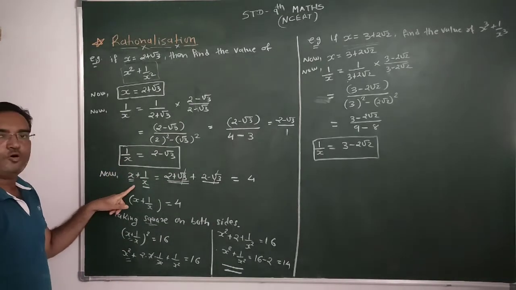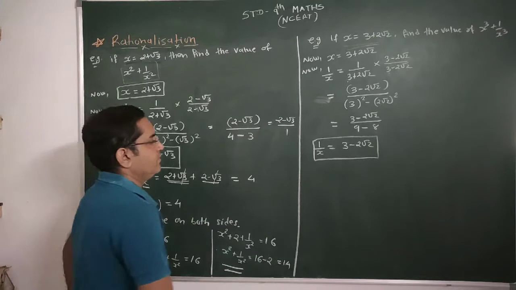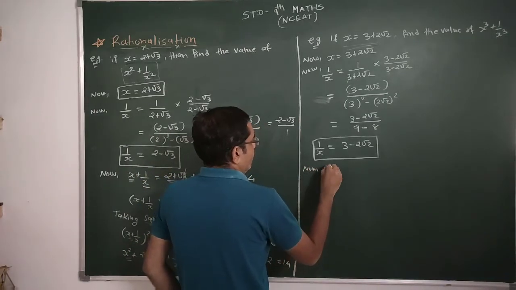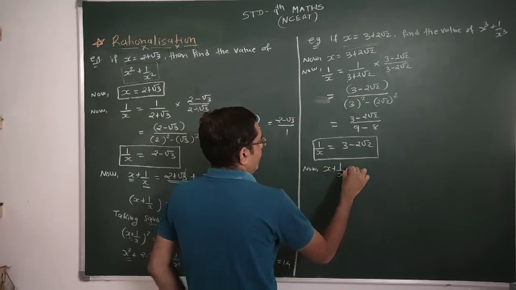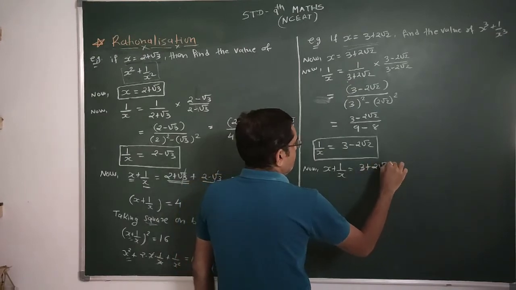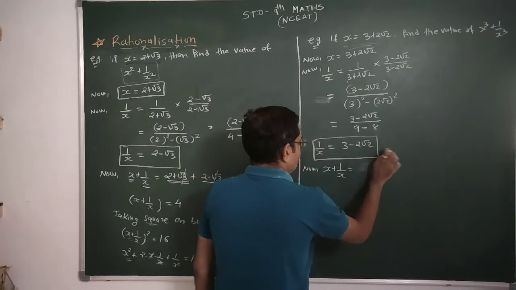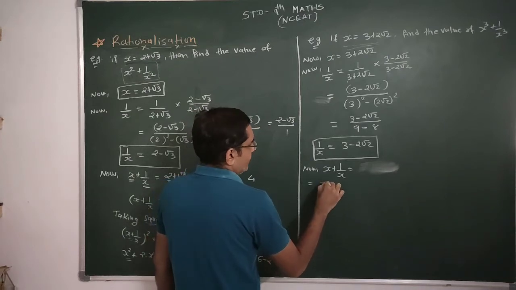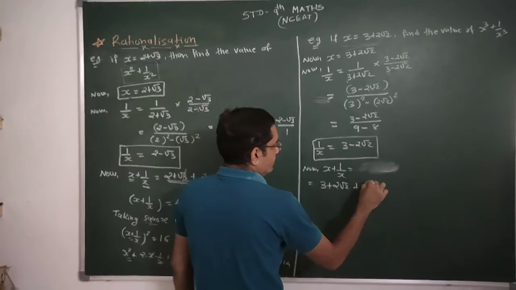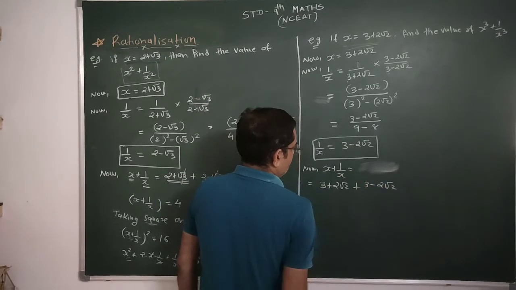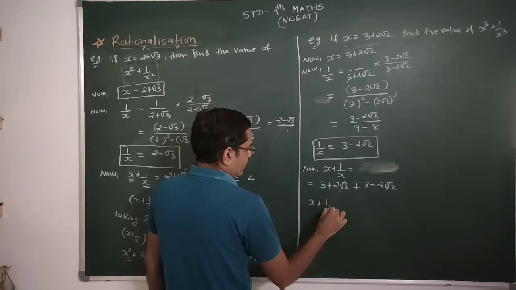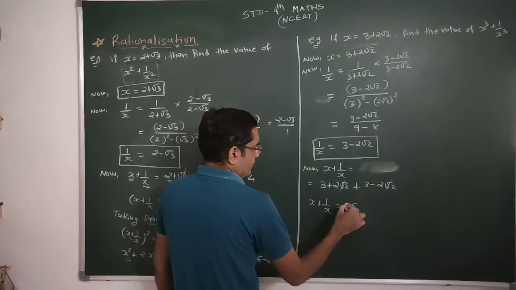Same method for 1 upon x. What is the next step? Obtain x plus 1 by x. So now the next step is to obtain x plus 1 by x. Now given x is 3 plus 2 root 2. So x is 3 plus 2 root 2 plus 1 upon x is 3 minus 2 root 2, again 2 root 2 minus 2 root 2 cut. So here our x plus 1 upon x is equal to 3 plus 3, 6.